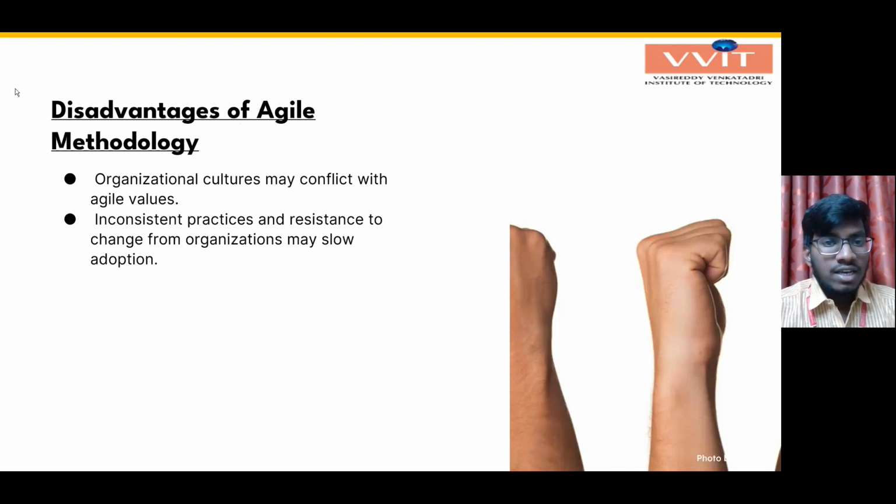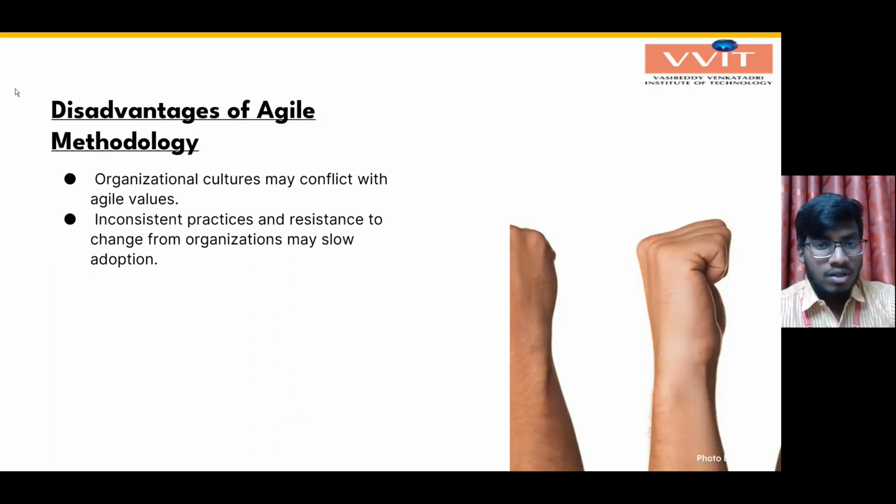That is, if any change occurs in the project and the change is not taken very quickly, and if the change is not taken into consideration, it may cause slow adoption. That is nothing but slow progress in the project, which may affect the delivery date of a project. So these are the different disadvantages of agile.